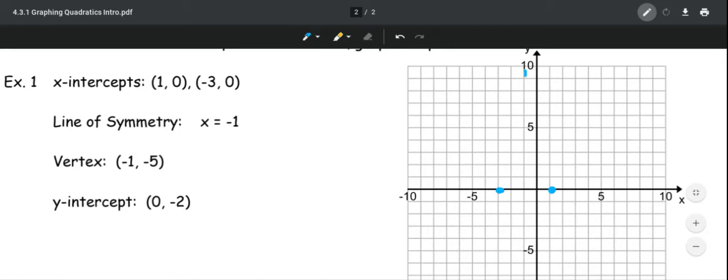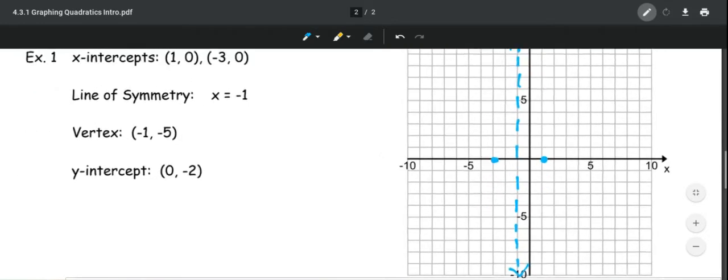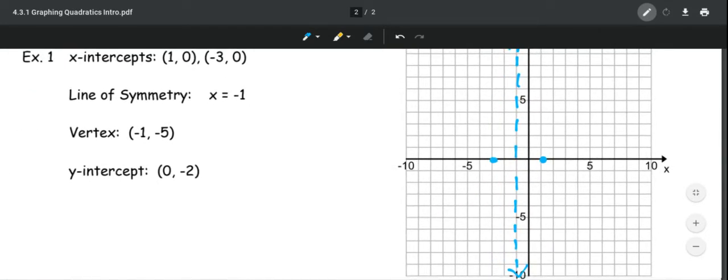So what I want you to do is draw a vertical dotted line on x equals -1. Your vertex is -1, -5. So your vertex is always going to be on your line of symmetry. They will have the same x values. That's important. And then your y-intercept is 0, -2. So there is your 0, -2.